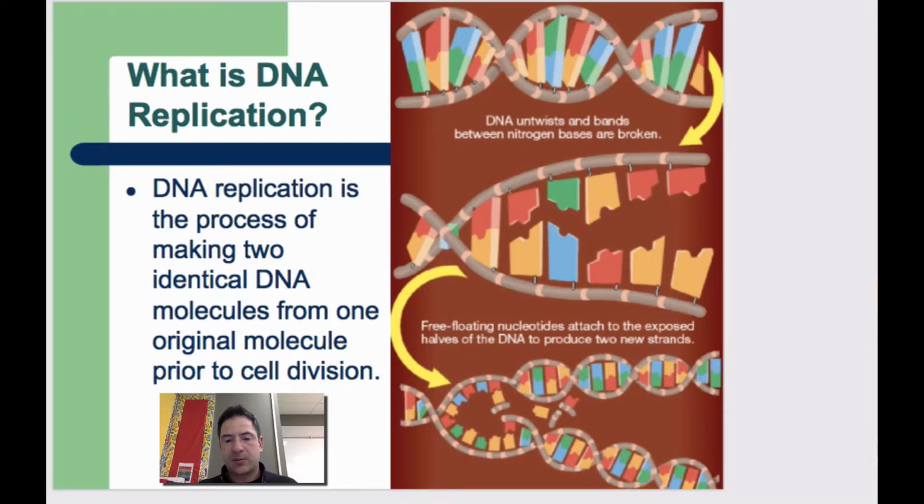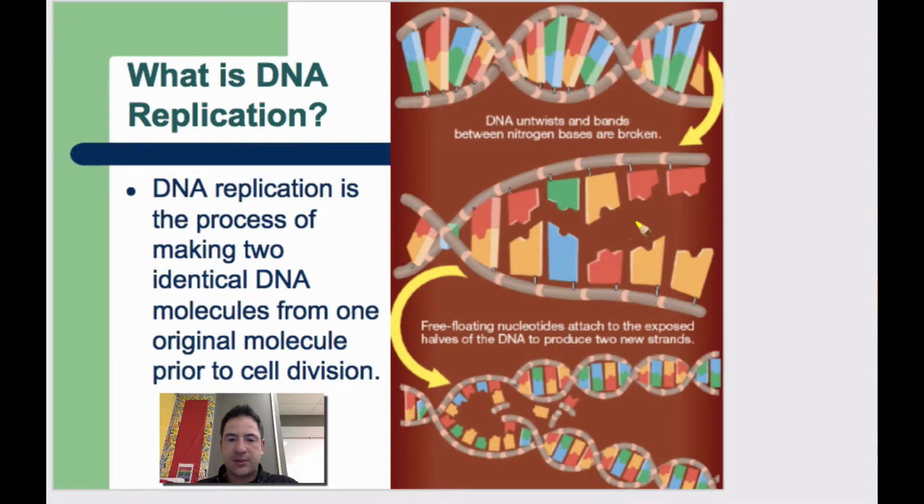Now, the next thing I'm going to talk about first is DNA replication. So in DNA replication, basically what happens is the DNA makes an exact copy of itself. Okay, so it makes an identical DNA molecule. And so what's going to happen is it's going to unzip. So you need to know these 3 steps here. So step number 1 is going to have the DNA untwist, and it's going to unzip, and it's going to break those bonds between the nitrogen bases, and you can see that happening here.